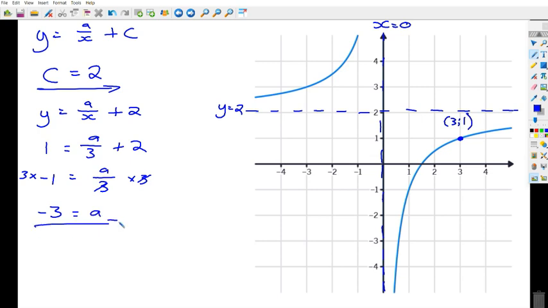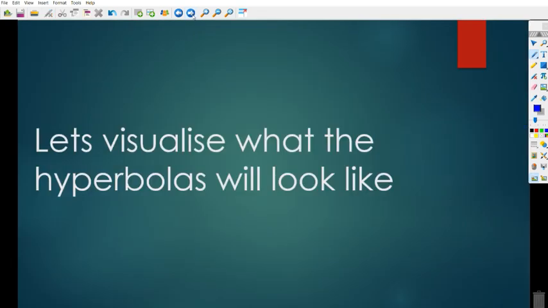Right, so what is my equation of this hyperbola? Y is equal to, good, -3 over x plus 2. Fantastic. Alright, awesome stuff. Okay, so now let's look at this. Let's visualize what these hyperbolas are going to look like.